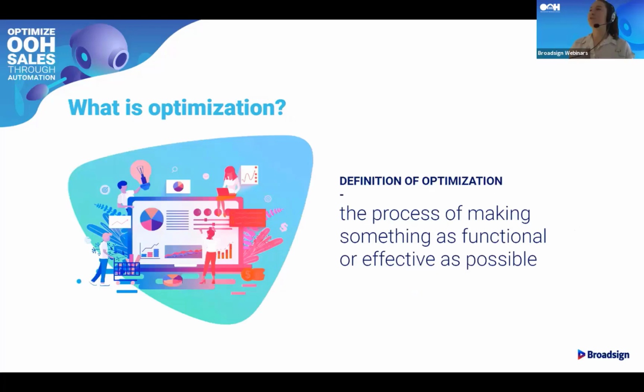So first of all, what is optimization and what does that mean? If you look at the definition of optimization, it's defined as the process of making something as functional or effective as possible. But what does optimizing mean in the out-of-home context? And how can you make out-of-home workflows as functional or effective as possible? And what workflows are we referring to?